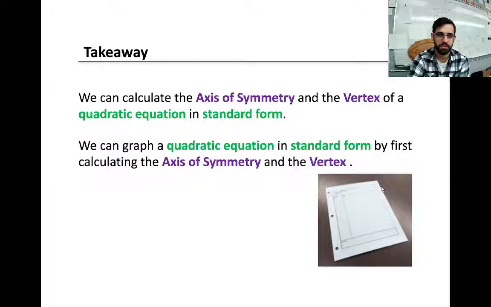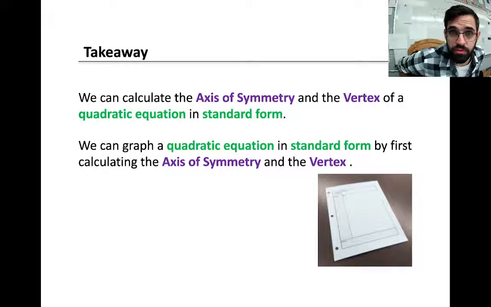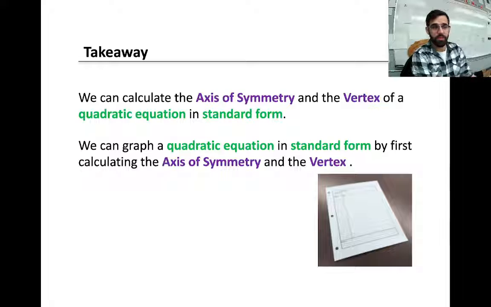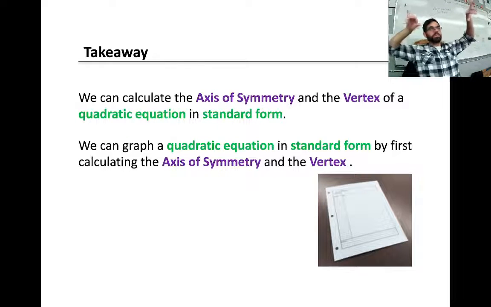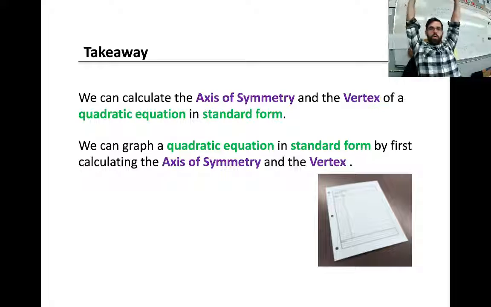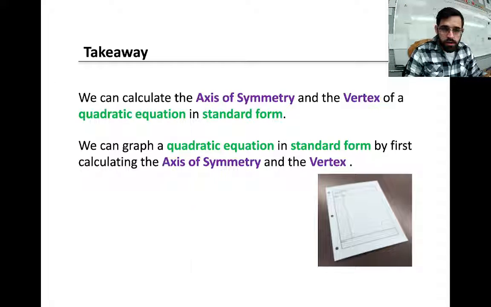Alright, takeaways. We can now calculate the axis of symmetry and the vertex of a quadratic equation in standard form. That sounds impressive. Go tell your parents that. We can also graph a quadratic in standard form by first finding the axis of symmetry, the vertex, and then 2 points before, which gives us 2 points after. Whoop whoop. That's cool.